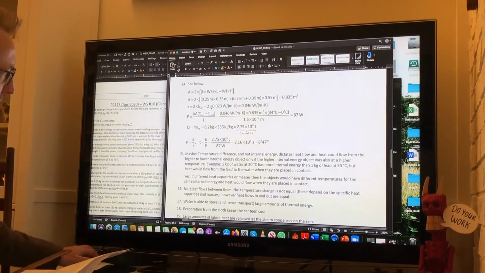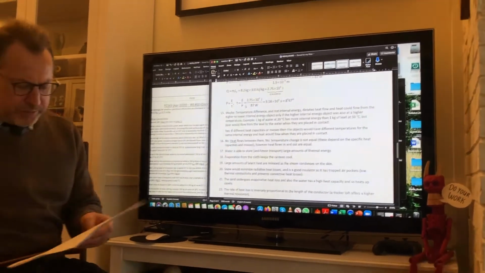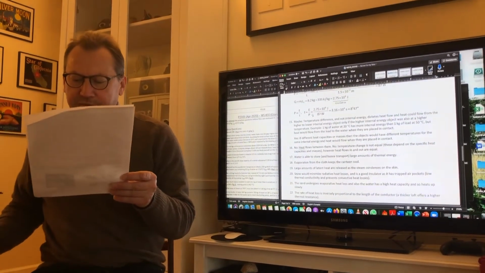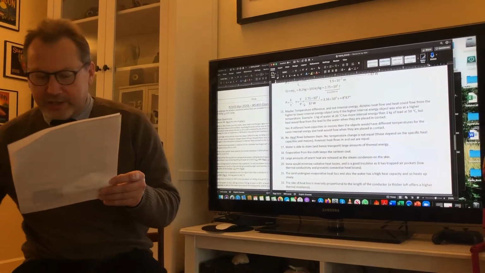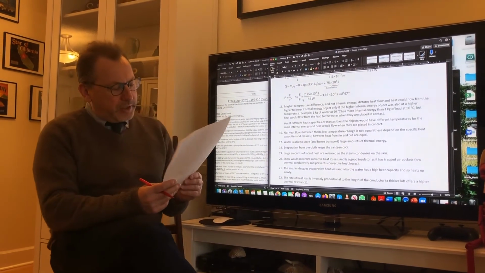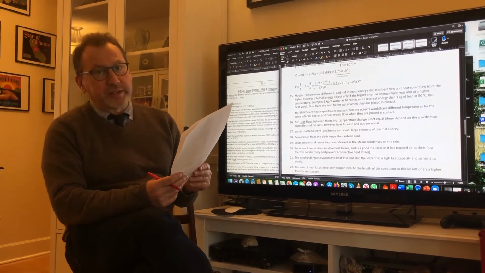Question 15, I think all of these, there's no more calculations. Okay, question 15: if 2 objects of different temperature are placed in contact, will heat naturally flow from the object with higher internal energy to the object with lower internal energy? No, not necessarily. What determines the heat flow is the temperature, not the internal energy.